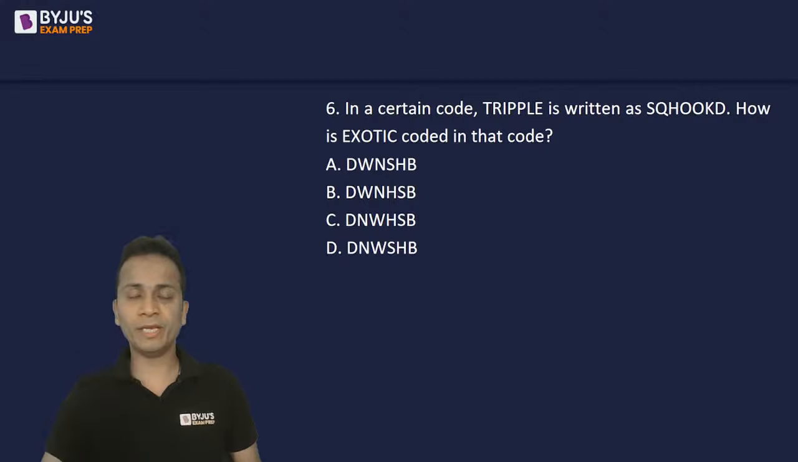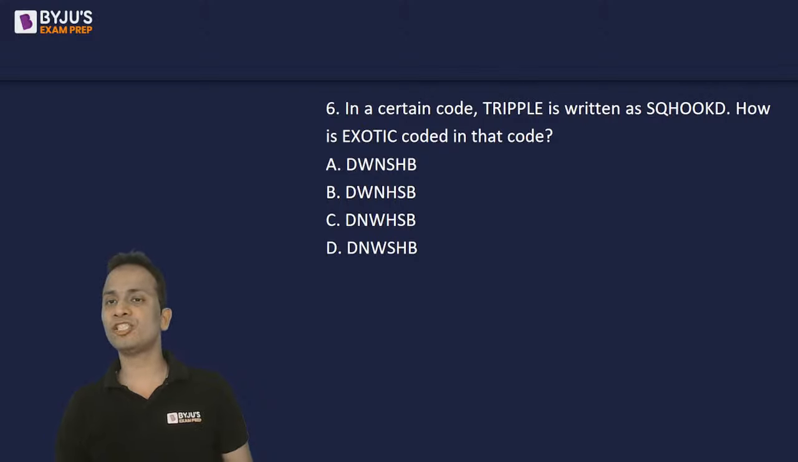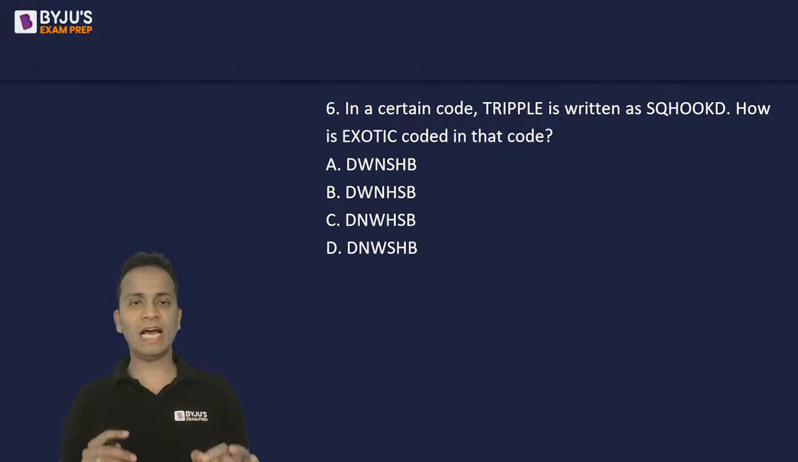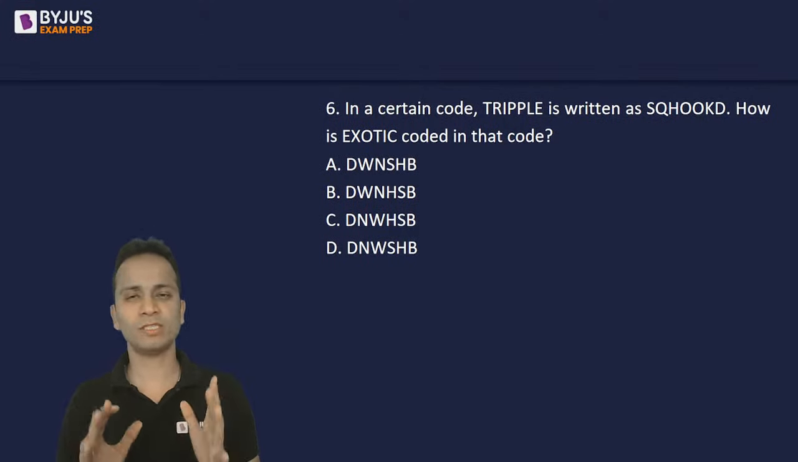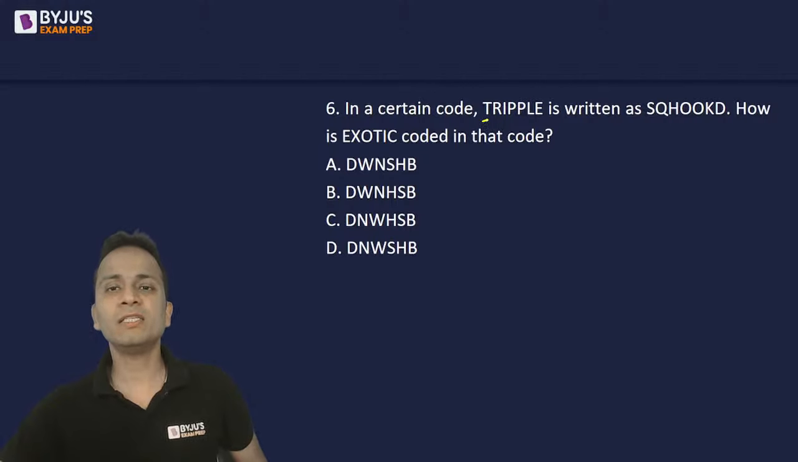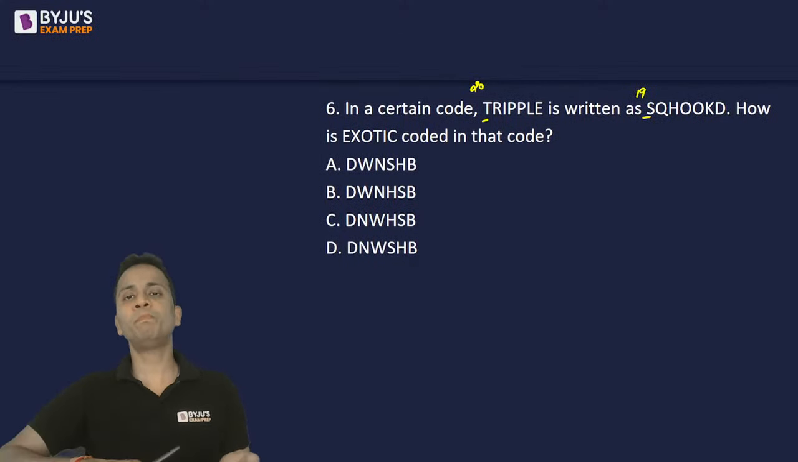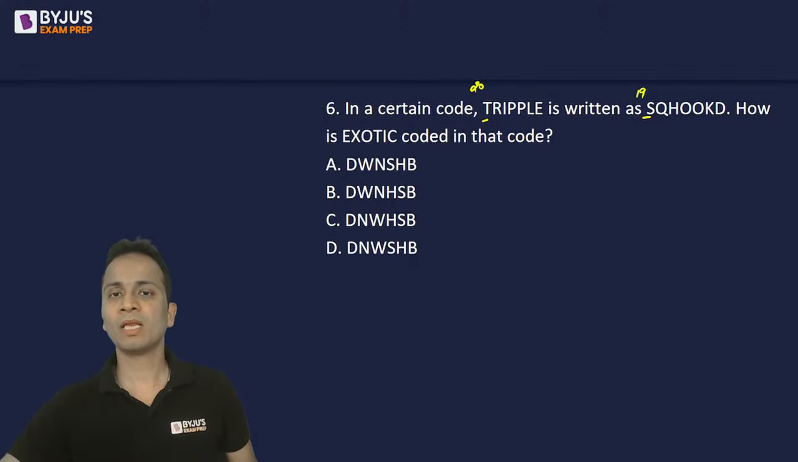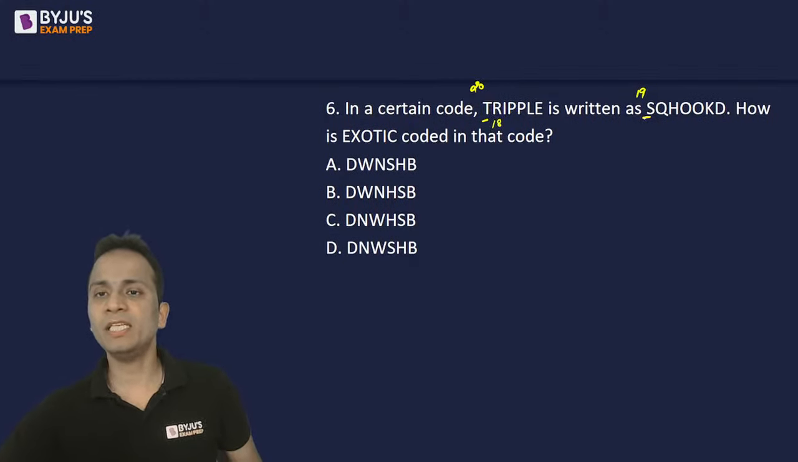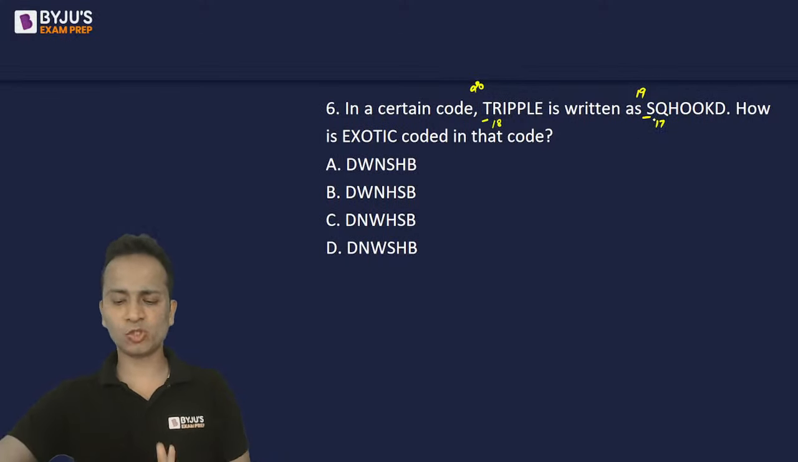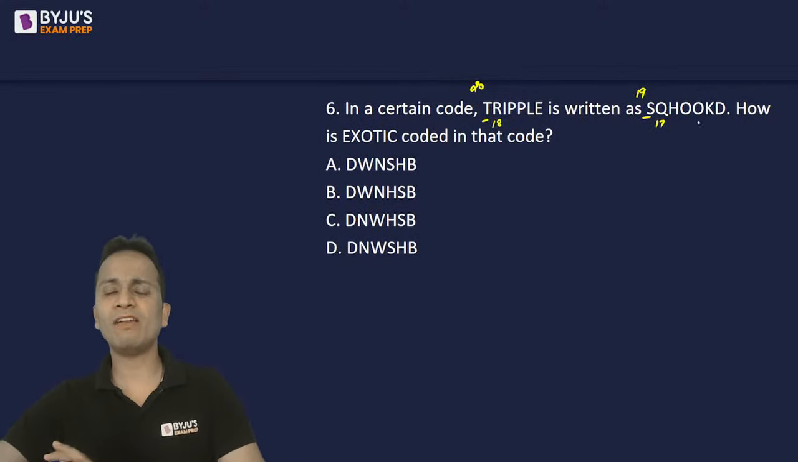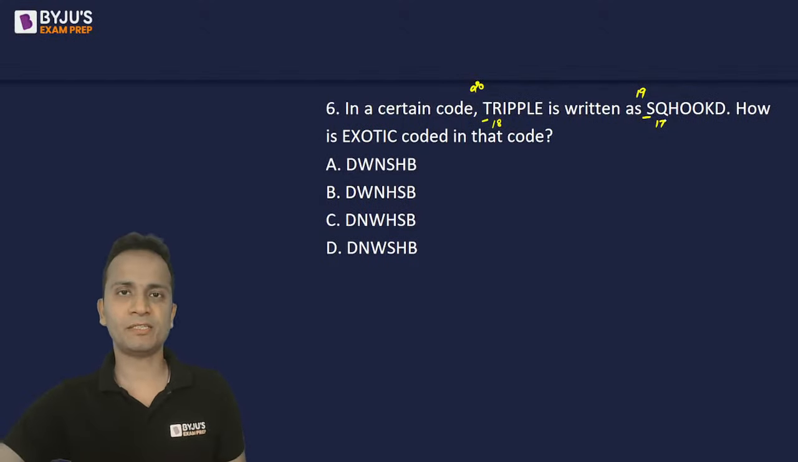All right. Now question number 6. In a certain code, TRIPPLE is written as SQHOOKD. So you will have to catch the logic. This one is very simple. Now T, the number equivalent is 20, S, the number equivalent is 19. So basically minus 1 has happened. So the previous alphabet is written. Similarly for R, the number equivalent is 18 and Q is 17. So once again, minus 1 has been done.